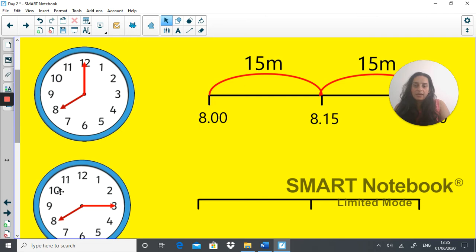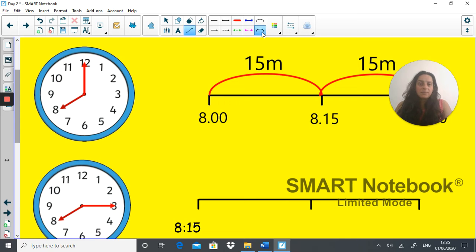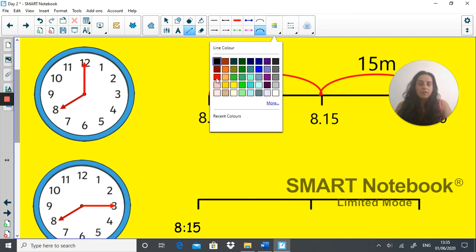For this clock here, what would your start time be? Jumping in 15-minute intervals, what would your end time be? Pause the video and have a go. So your start time would be, as the clock shows, 8:15, sorry. And then you'll have your jumps of 15-minute intervals, which I'm going to put up there for you now.